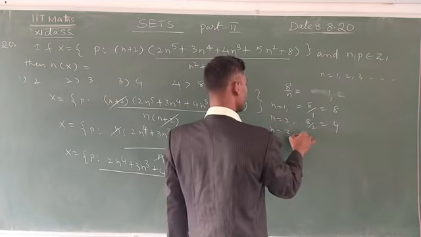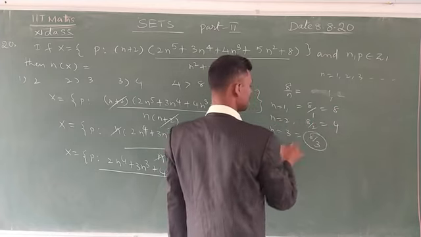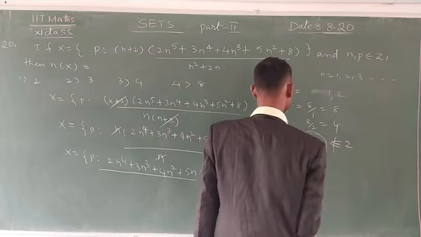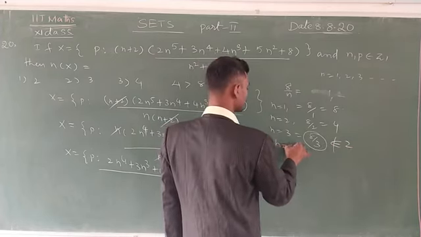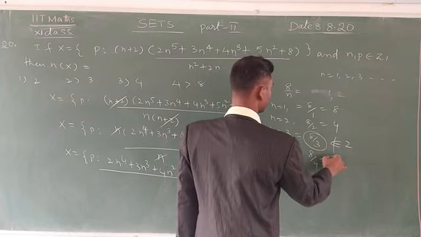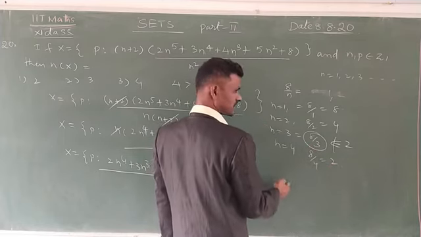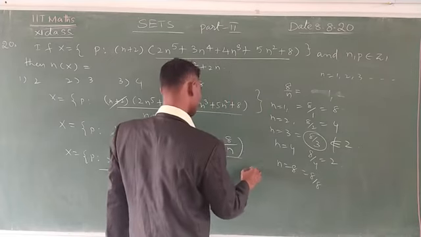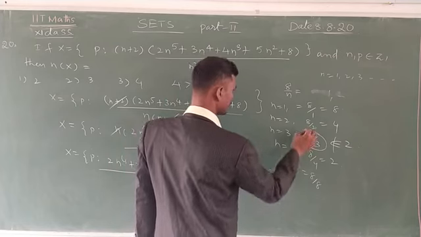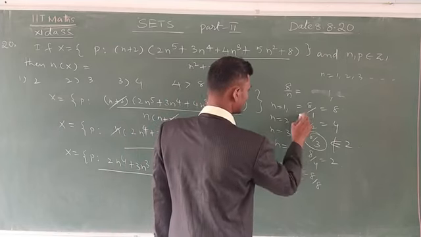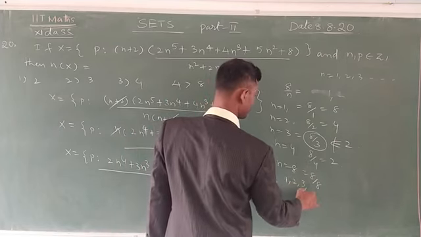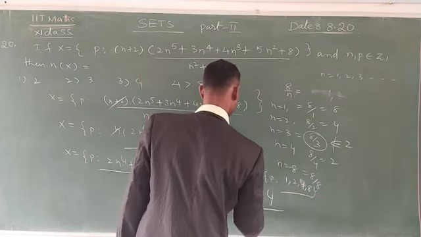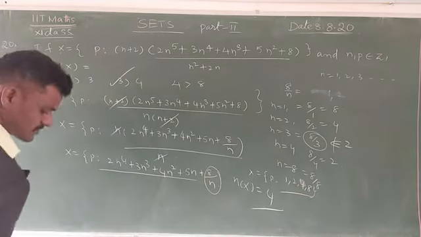Is n is equal to 3 possible? 8 by 3 is not an integer. That's why 3 is not possible. n is equal to 4 is possible, 4 means here 2. 5 not possible, 6 not possible. Direct 8, n is equal to 8, 8 by 8. Now x is equal to p such that here how many elements here? 1, 2, 4, 8 only. Total 4 elements. n of x is equal to 4. This is the third option. Note down.